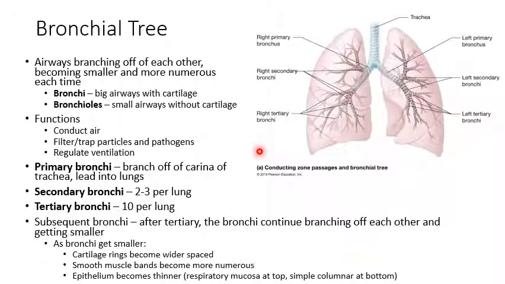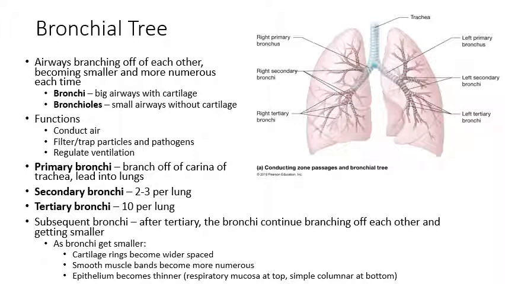Then those will branch again and give you tertiary bronchi, such as here, here, and here. About 10 of them per lung. And then you have, of course, more and more branching. As the bronchi branch, they get smaller and smaller. So after the tertiary bronchi, we stop tracking how many branches it's been, and they're just bronchi. Some of them are bigger, some of them are smaller. The smaller ones are always more numerous.